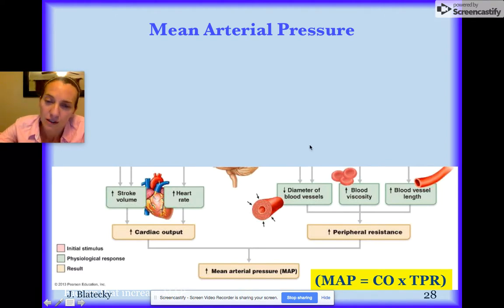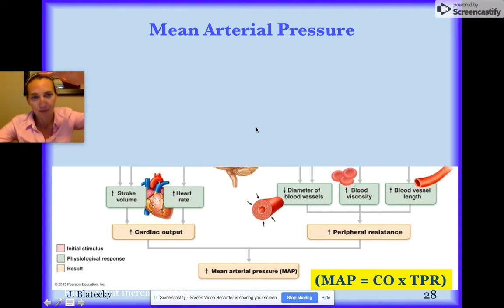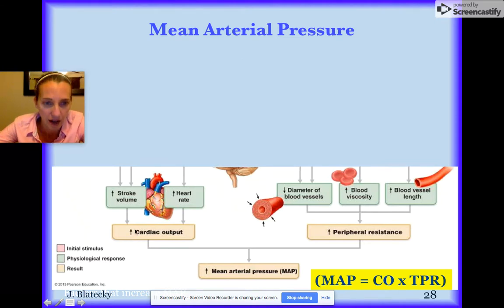These images are always showing directionality. If we're working to increase blood pressure, that's why they have these arrows pointing up. If you're trying to increase this, you're going to increase your cardiac output, and you're going to do that by increasing your stroke volume and or heart rate.